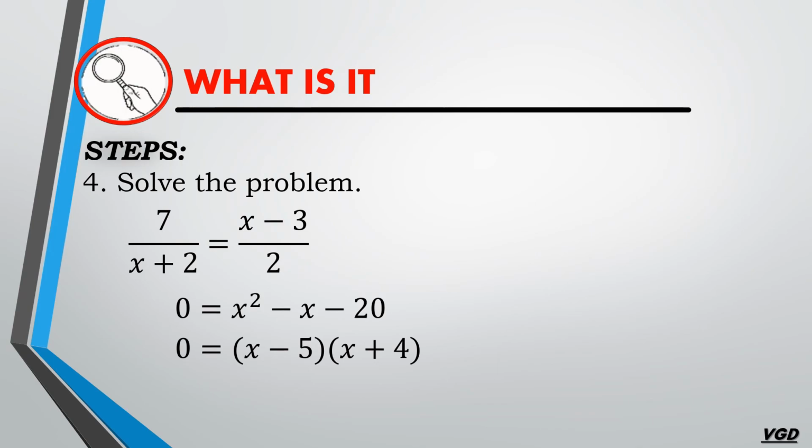So we have the result of the quantity of x minus 5 and the quantity of x plus 4, and now we have to equate both to 0. So x minus 5 is equal to 0 and x plus 4 is equal to 0. To get the value of x, we just add the additive inverse. So x minus 5 equals 0 gives x is equal to 5, and x plus 4 gives x is equal to negative 4. These are the values of x.